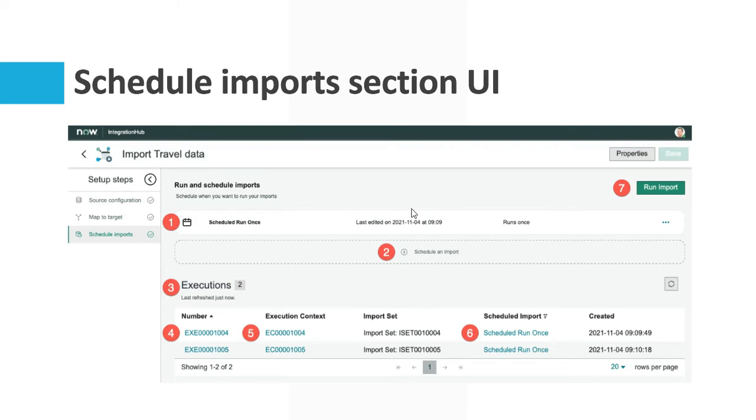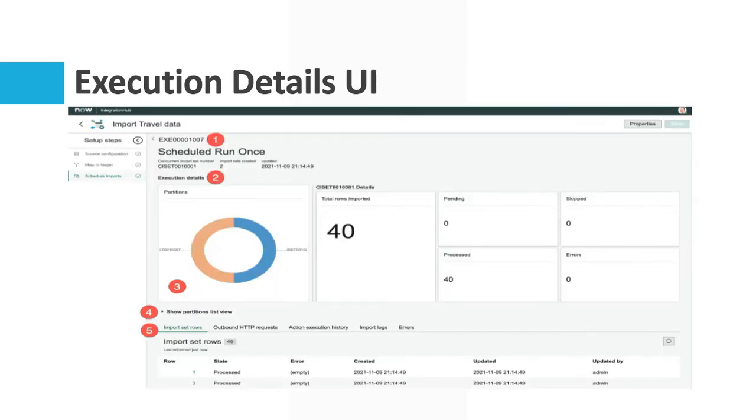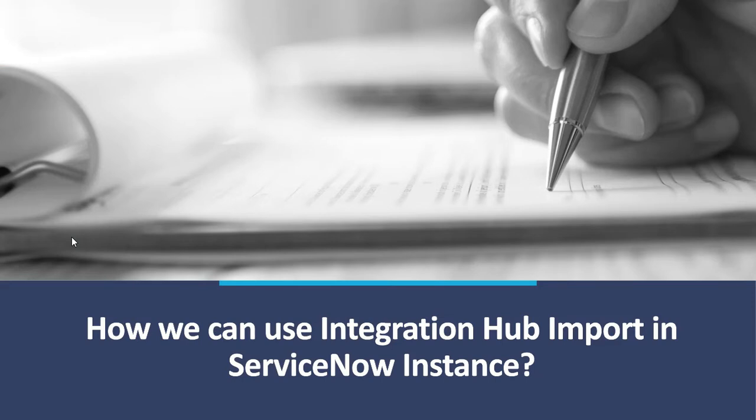So this is the execution section, where you can find how our import has been executed. In the execution details UI, you can see the record of how it is executed in ServiceNow, and how many rows are imported and how many are pending, skipped, processed, or errors. We can see all the data in the execution details UI.